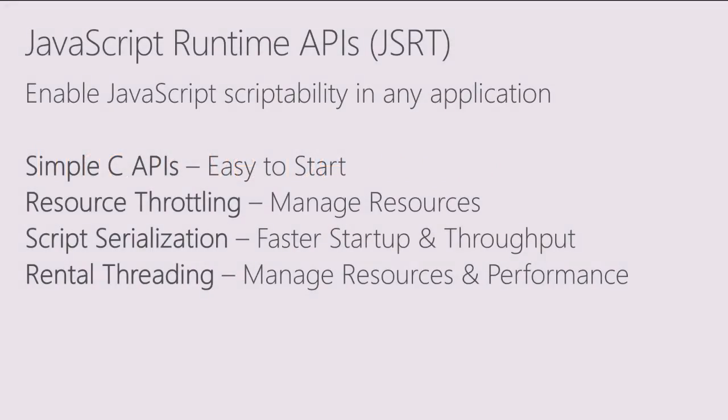All right, so the last thing that I want to talk about is JSRT, or the JavaScript Runtime APIs. So I mentioned at the beginning that ChakraCore is fully embeddable. You can embed ChakraCore in any application to enable scriptability. One of the examples is for games. Another is like what DocDB does for running, say, stored procedures. There's a lot of interesting things you can do when you add JavaScript scriptability to whatever your application is.